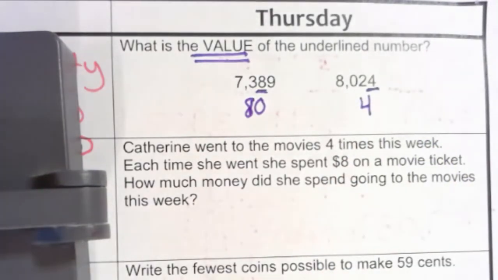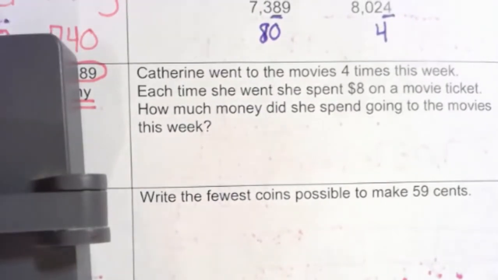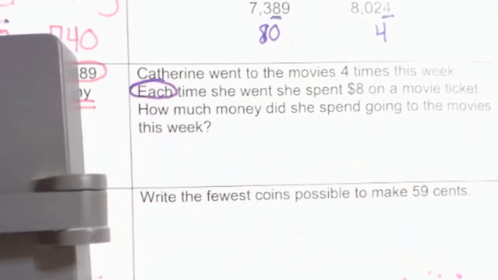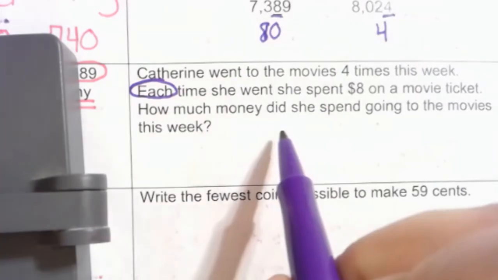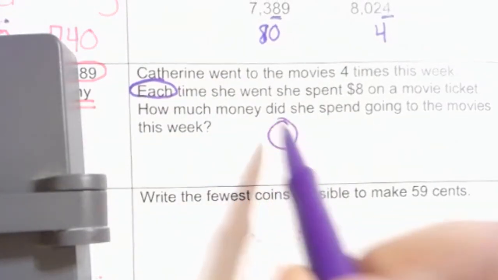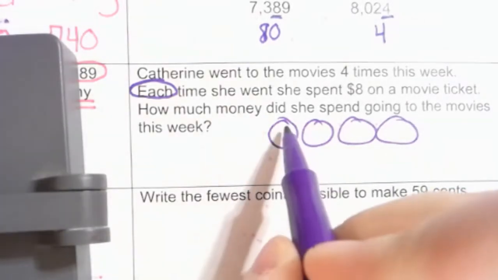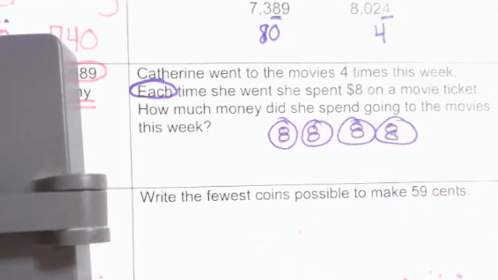Okay. Moving right along. Catherine went to the movies 4 times this week. Each time she went, she spent $8 on a movie ticket. How much money did she spend going to the movies this week? We always like to show 4. If you had 4, we could draw a picture. Just draw 4 lines or 4 circles, and each one of them $8 in there. And we had a keyword in there of each.